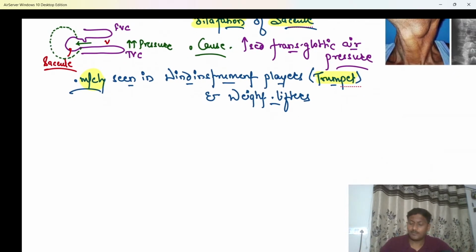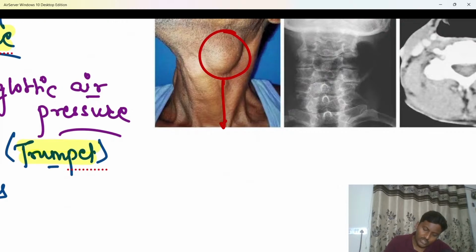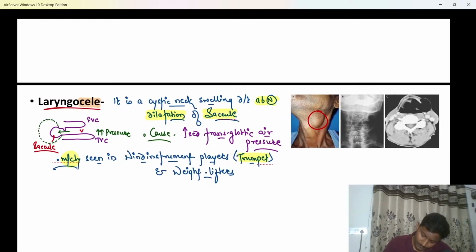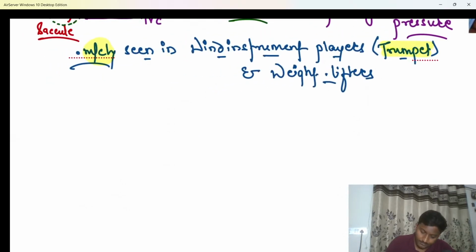The main complaint of the patient, if it is large in size, is only a swelling. And that too, which kind of a neck swelling? Middle or lateral? A lateral neck swelling. Please remember, the patient is usually going to have a lateral neck swelling. Okay, so remember. The chief complaint or the main complaint of the patient is nothing else but a lateral neck swelling.